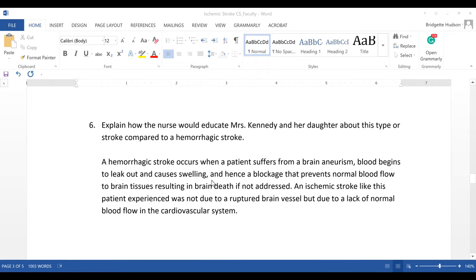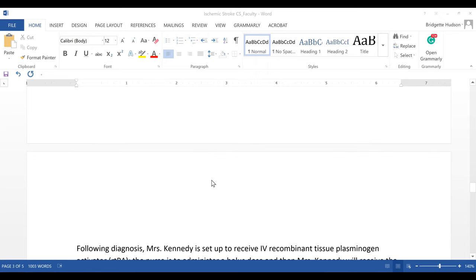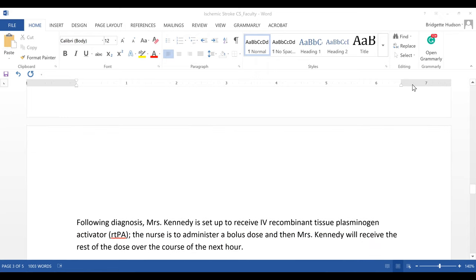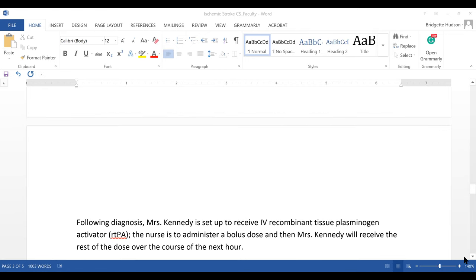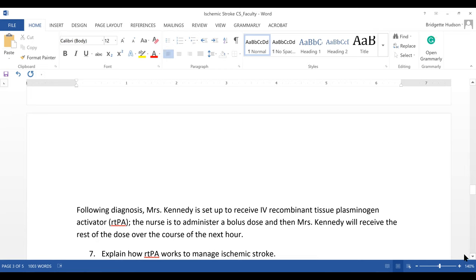All right, number 7. So here's a case update. Following the diagnosis, she's set up to receive IV recombinant tissue plasminogen activator. So that's a clot buster. The nurse is administering a bolus dose, and then Miss Kennedy will receive the rest of her dose over the course of the next hour. So explain how this works to manage ischemic strokes.